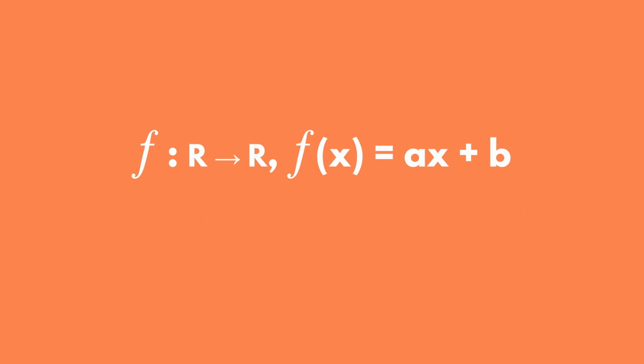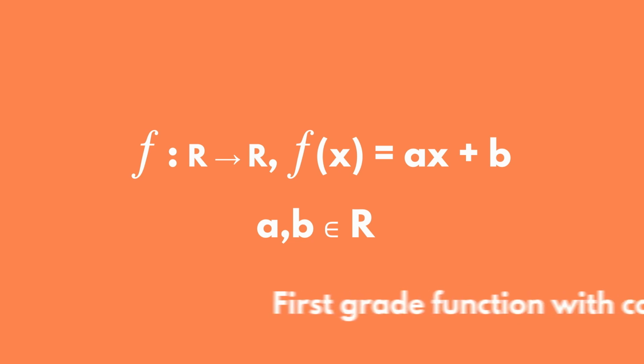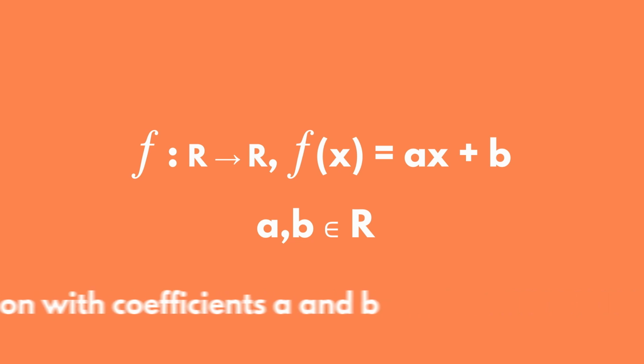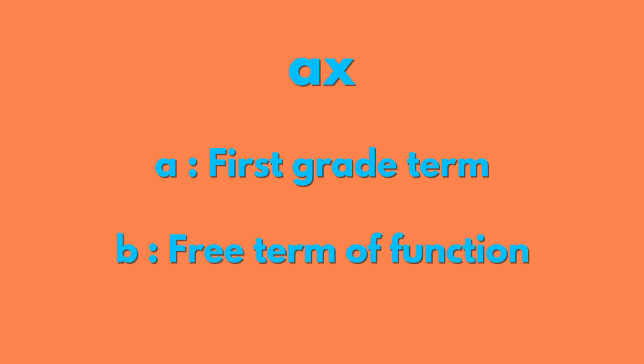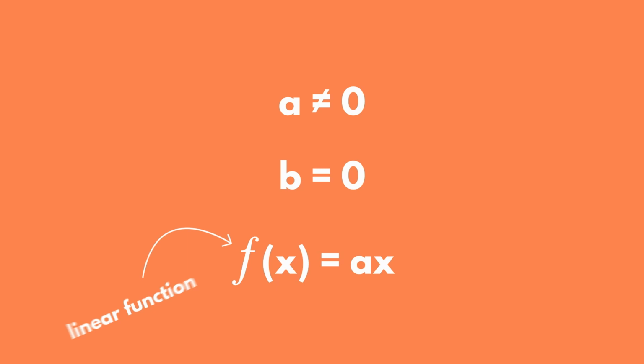A function of type f(x) = ax + b is named the affine function. If a is different than 0, then f is named a first-grade function with coefficients a and b. For the first-grade function ax + b, a is called the first-grade term and b is called the free term of the function. If a is different than 0 and b is equal to 0, then f is a linear function.